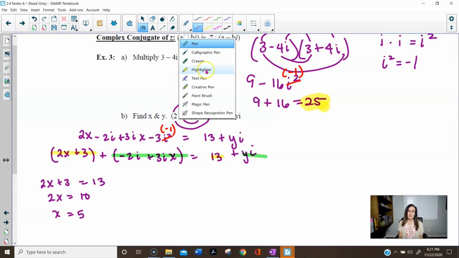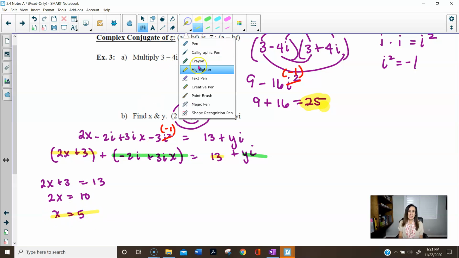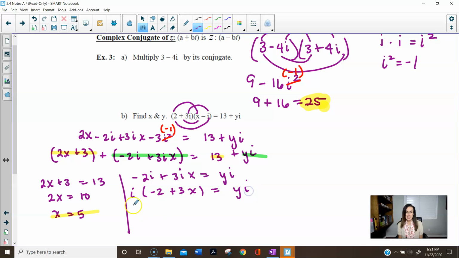So I've already solved for x, and now I'm ready to solve for y. So let's go ahead and take the imaginary part, which is the negative 2i plus 3ix, and put it equal to yi. Now the cool thing is you have i's on all of these. So the i's are basically going to all cancel, and this is why. Technically, you could factor out the i, and you have negative 2 plus 3x is equal to yi. And then you just divide the i out of the problem. So that's why there's no more i's.